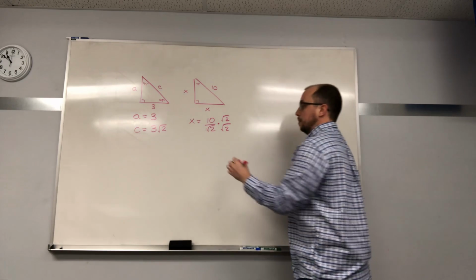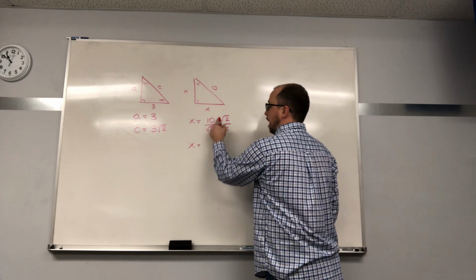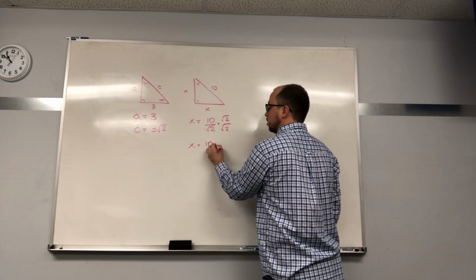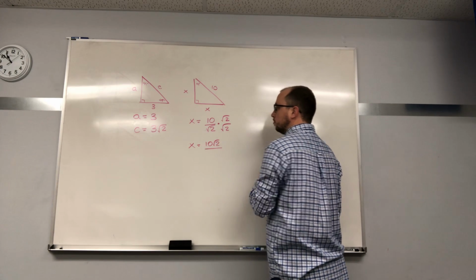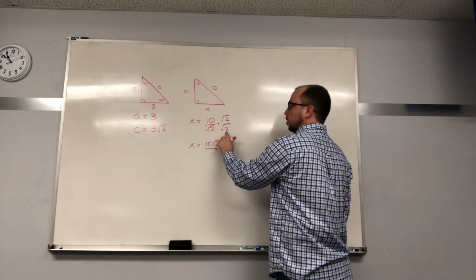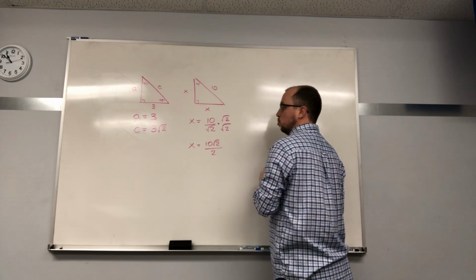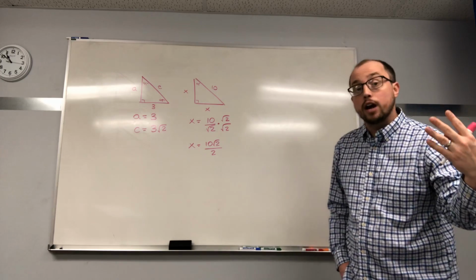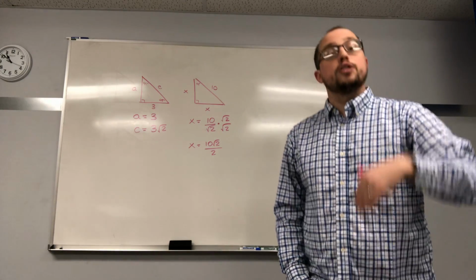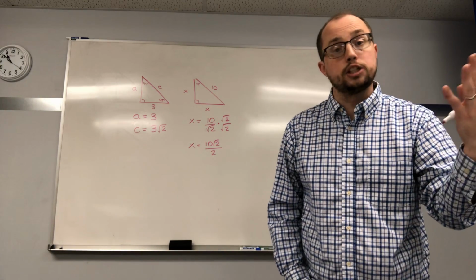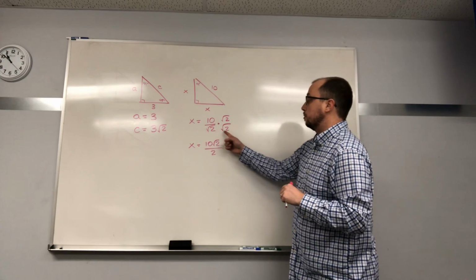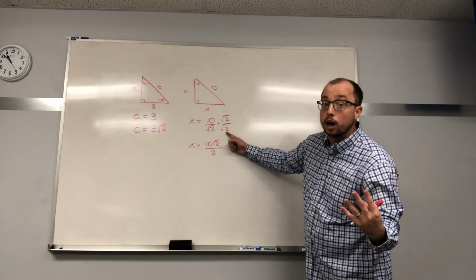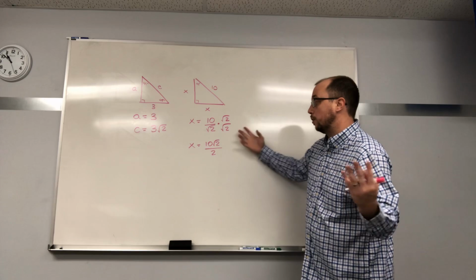Okay? On the top, 10 times square root of 2 would be 10 square root of 2. On the bottom, square root of 2 times square root of 2 is just 2. It's like square root of 2 twice. In other words, square root of 2 squared, right? And square root of 2 squared would be, like canceling, just 2. Or you could say square root of 2 times square root of 2 is square root of 4. Square root of 4 is 2. Either way you want to look at that.